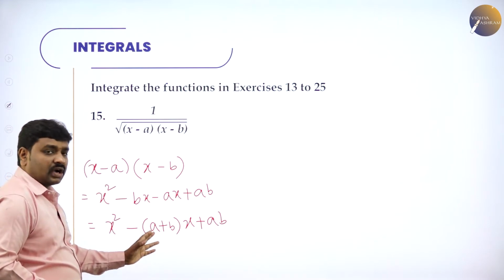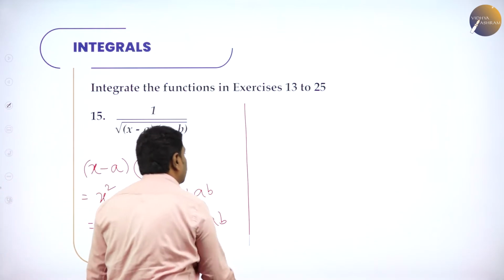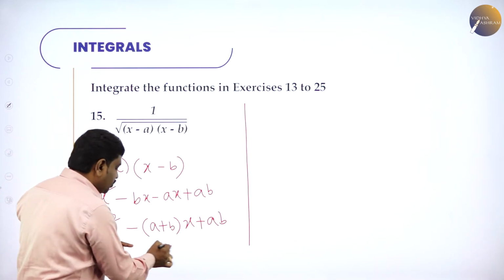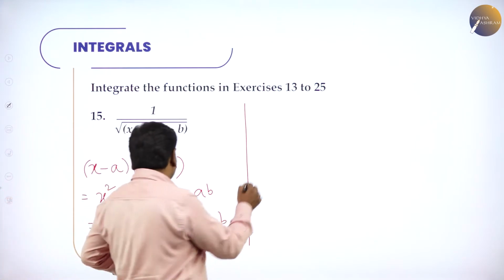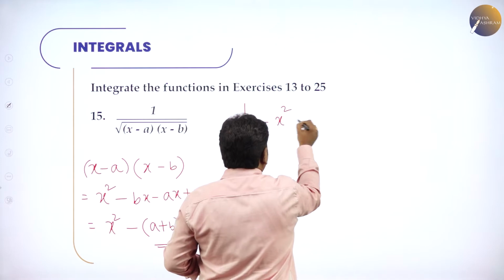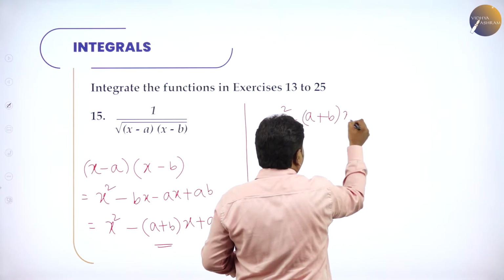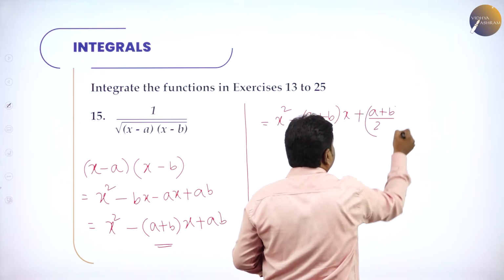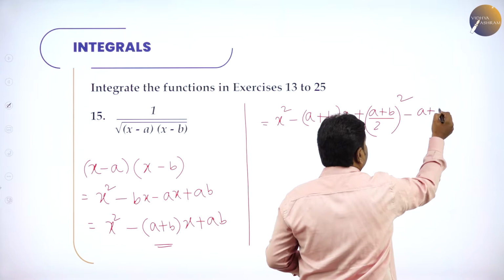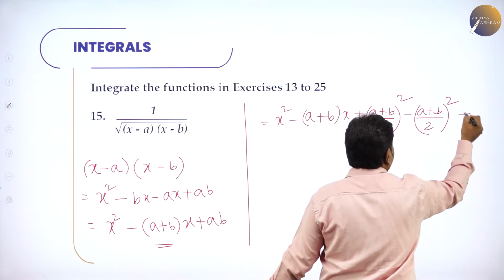Half the coefficient of x, the whole square, you add and subtract. That is the method we always follow. So the coefficient of x is a plus b, half of it is a plus b by 2, its square you add and subtract. So the given problem I'll write x square minus a plus b x plus a plus b by 2 the whole square minus a plus b by 2 the whole square, and plus the remaining part is ab.